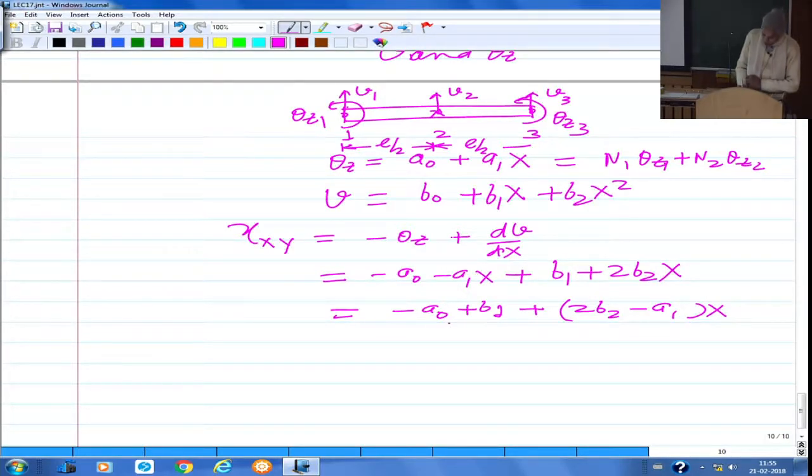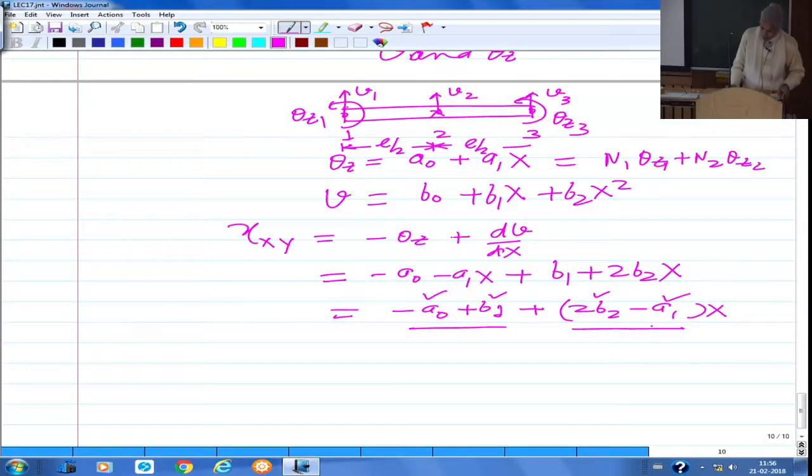Why? Because when gamma xy is approaching 0, this constant term would be approaching 0, but it has contribution from both. This is the contribution from theta z, this is the contribution from deflection. This was there earlier as well when we had linear interpolation for both theta z as well as v. But now the linear term in x has contribution, this from theta z and this from v. So 2 b2 minus a1 would be approaching 0. It is not putting directly any restriction on the value of theta z1 or theta z2.